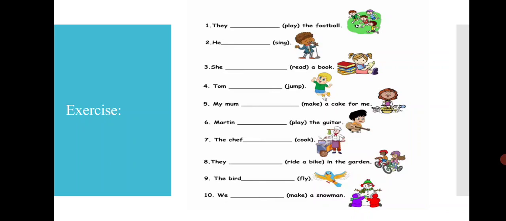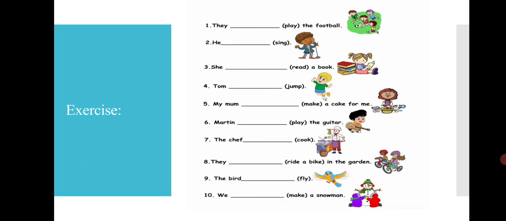The third is she dash read a book. She reads a book is an example for simple present tense. She is reading a book is an example for continuous tense. She has read a book is an example for perfect tense. She has been reading a book is an example for perfect continuous tense.